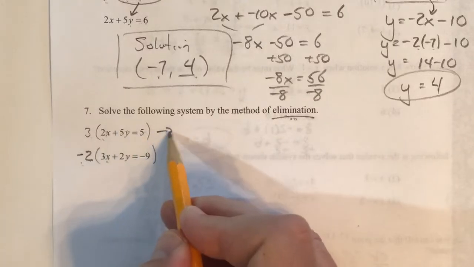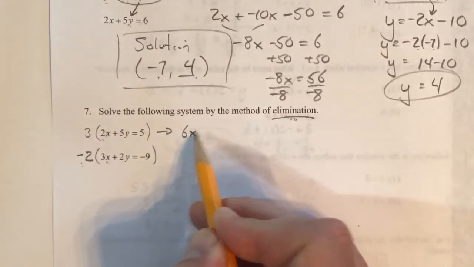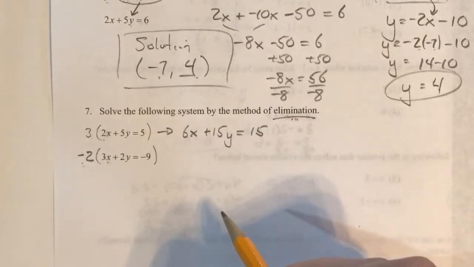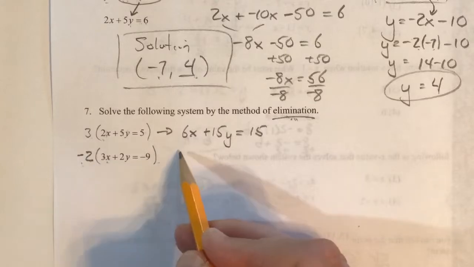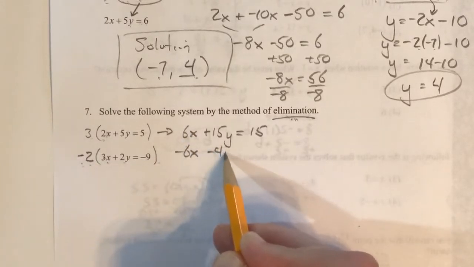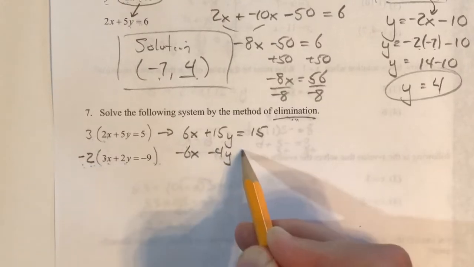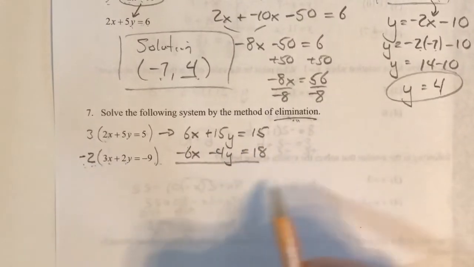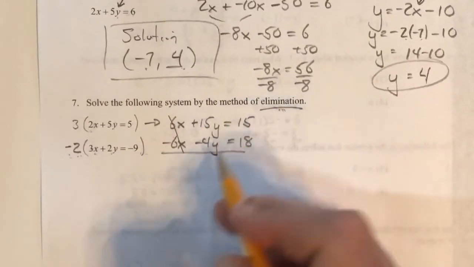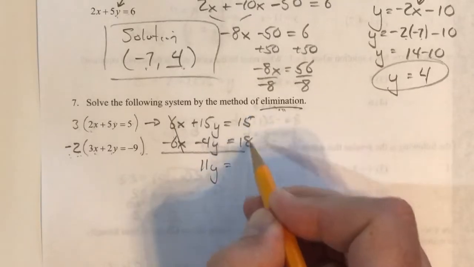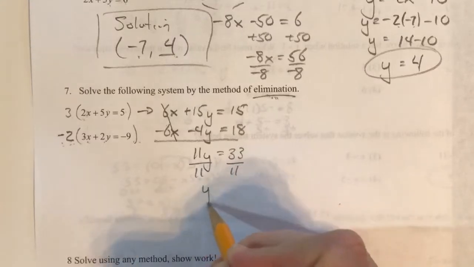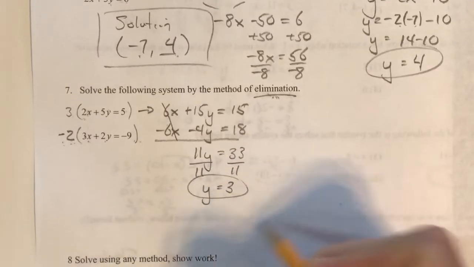All right, so what happens? Distribute: 6x plus 15y equal to 15. Here I'm distributing through the negative 2. I get negative 6x. See, they're going to cancel. Negative 4y. And that turns into positive 18. Now, because I set it up nicely, when I add, these eliminate. I'm adding, that's 11y. And I'm adding this, that's 33. Divide by 11. I got y. Then go back and get x.